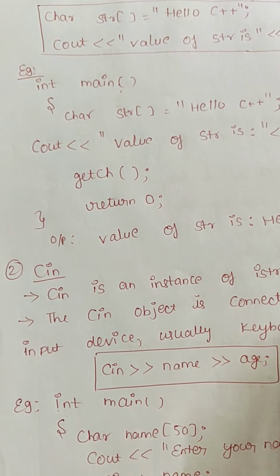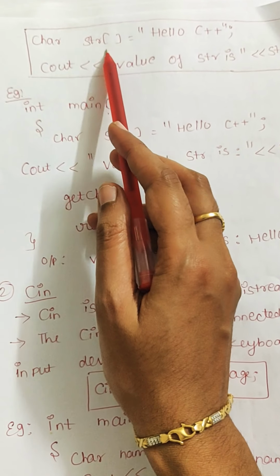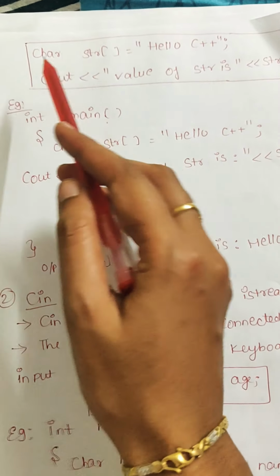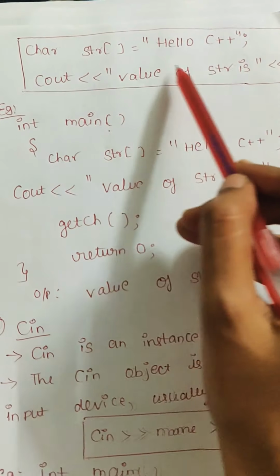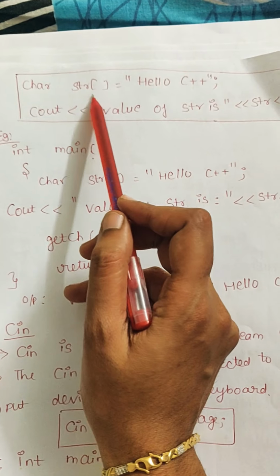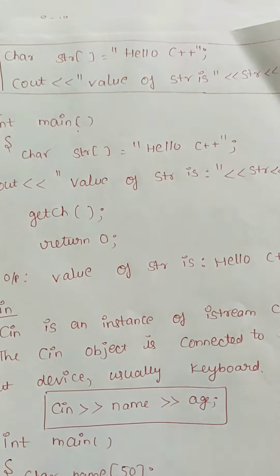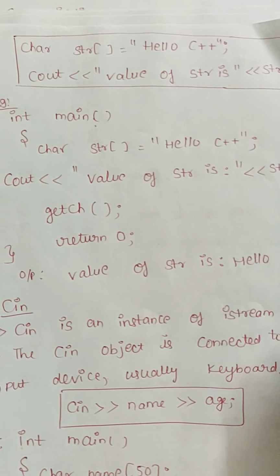See this syntax. I am declaring it as a char. char str equal to "hello string". So we are taking a character array here. I want to print this string. How will we print this string usually? cout, "value of the string is", str, endl. This is for ending the line, right?